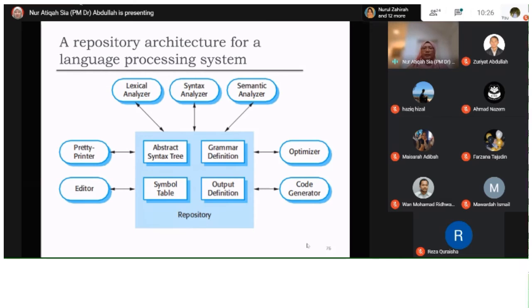Okay, beza dia bila you kata you guna pakai repository architecture, make sure that dia tak ada communication in between component with the component. It's only communicate through the repository.